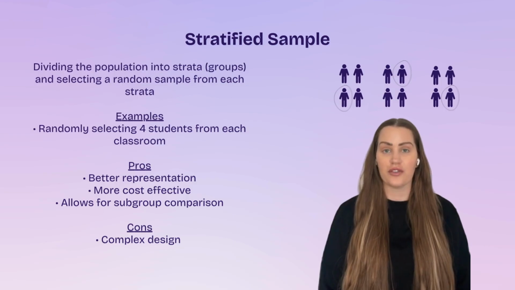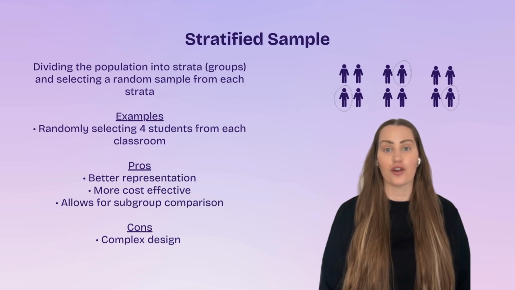If the classrooms are different sizes, then a proportion of each classroom, such as a fixed percentage like 10%, would be selected, making the number of students from each classroom vary based on the size of the classroom. Then larger classrooms would be represented more in the sample.